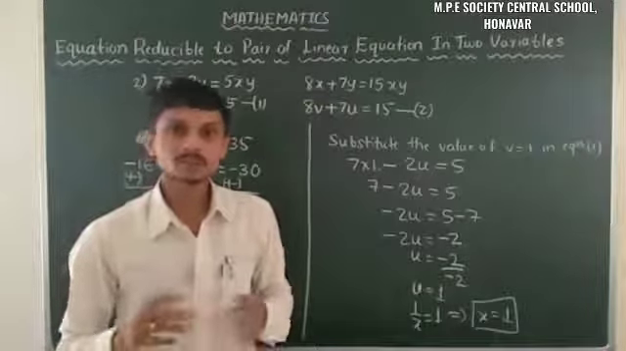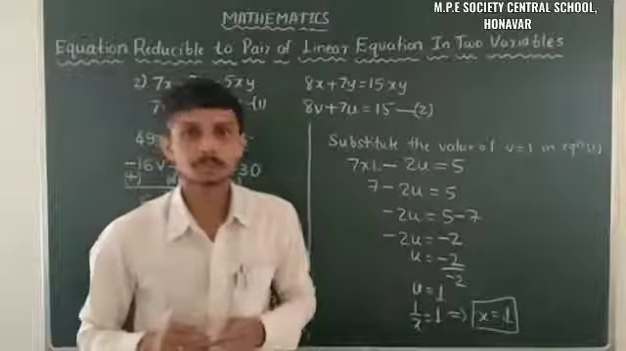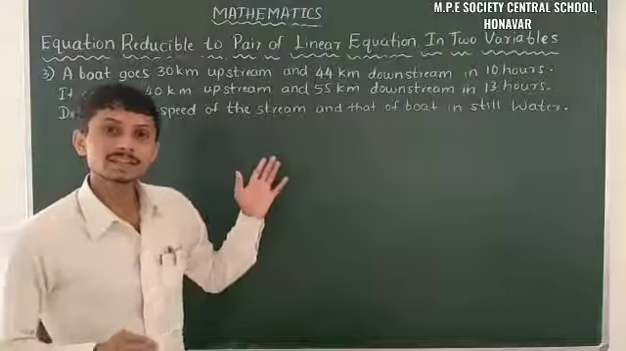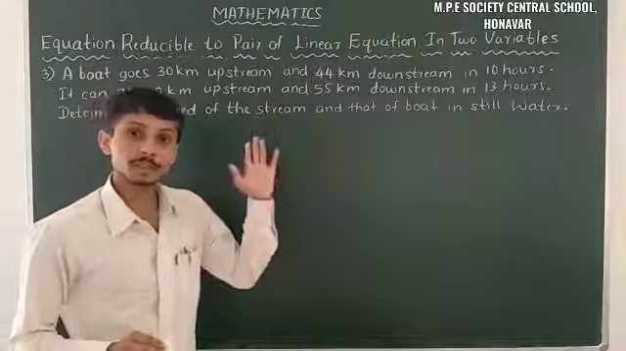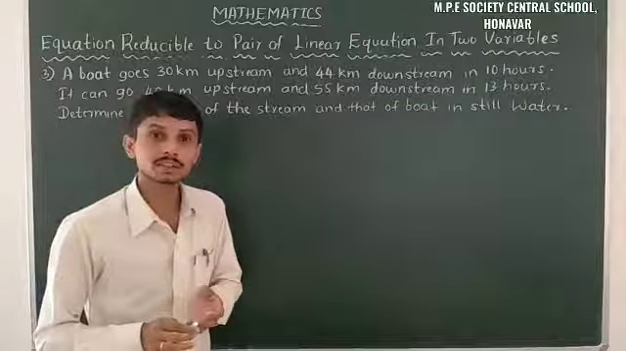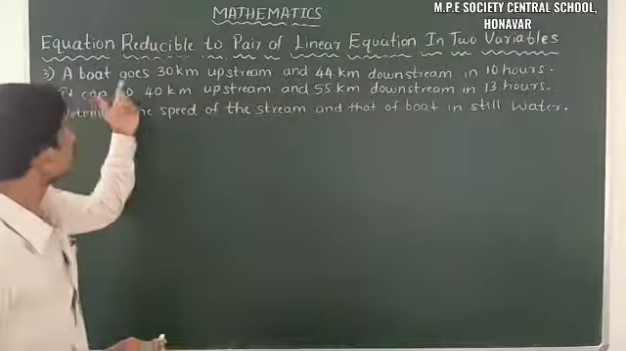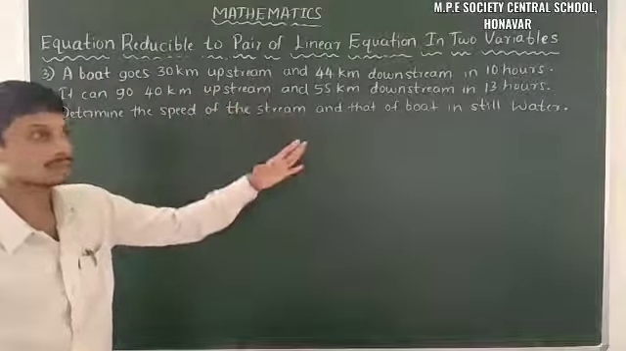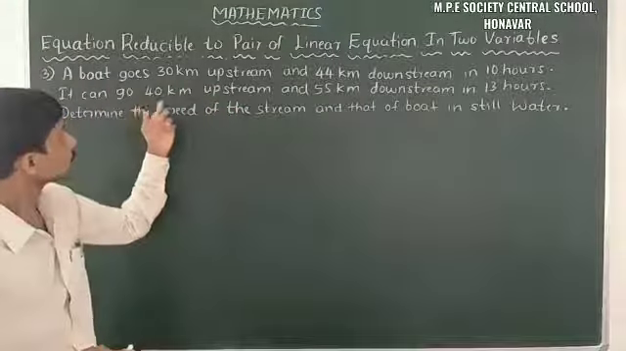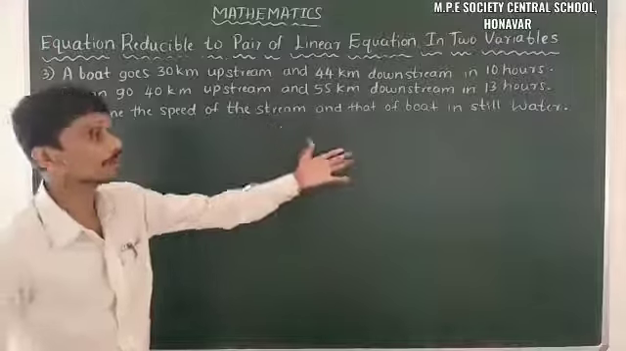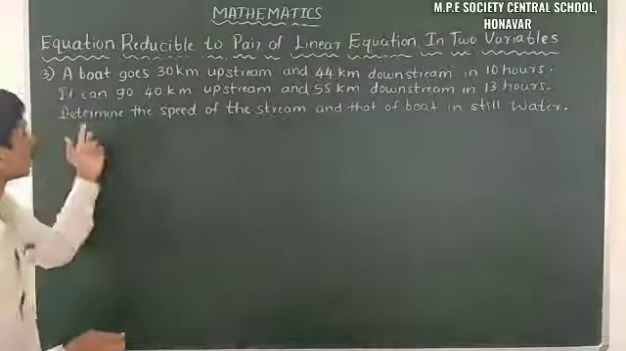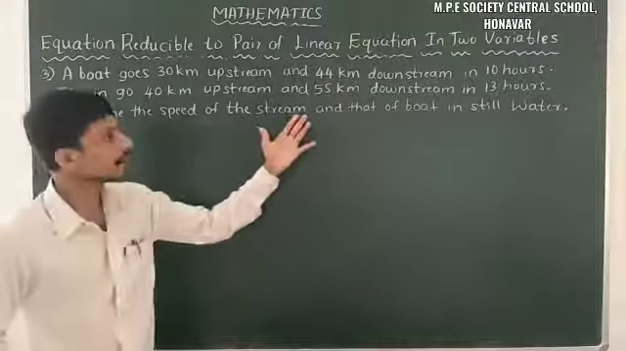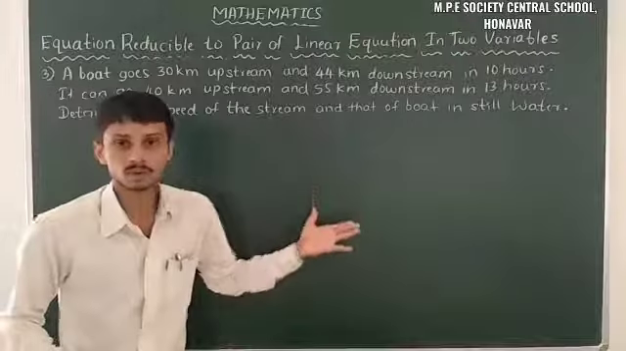So let us move on to the last problem. The next problem is a real situation, apart from the mathematical situation. A boat goes 30 km upstream and 40 km downstream in 10 hours, and it can go 40 km upstream and 55 km downstream in 13 hours. Determine the speed of the stream and that of the boat in still water.